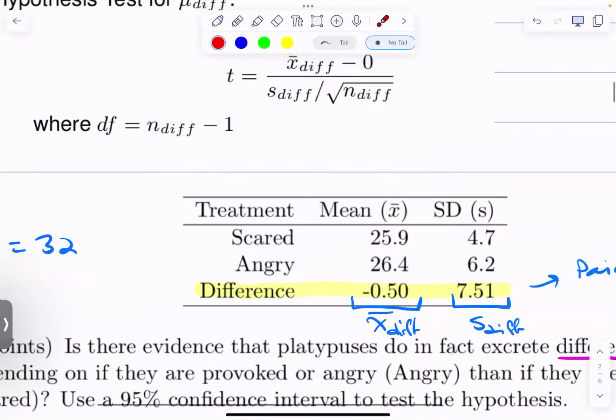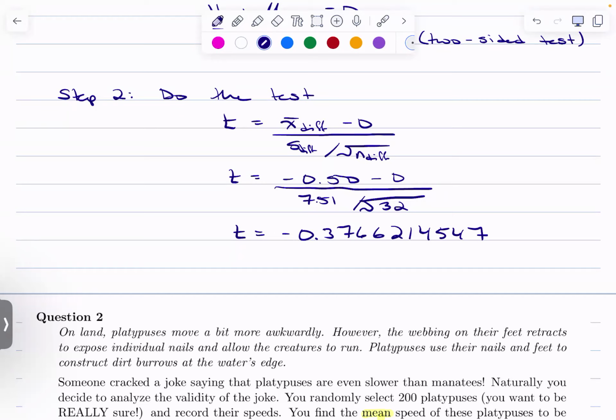I get a t of -0.37662145547. Because we already found the confidence interval, I'm not surprised by this t. I would be surprised if it was bigger than 2 somehow, because that would contradict what we found in our confidence interval. But this is in line with our confidence interval. So I am not surprised. I refuse to be surprised.